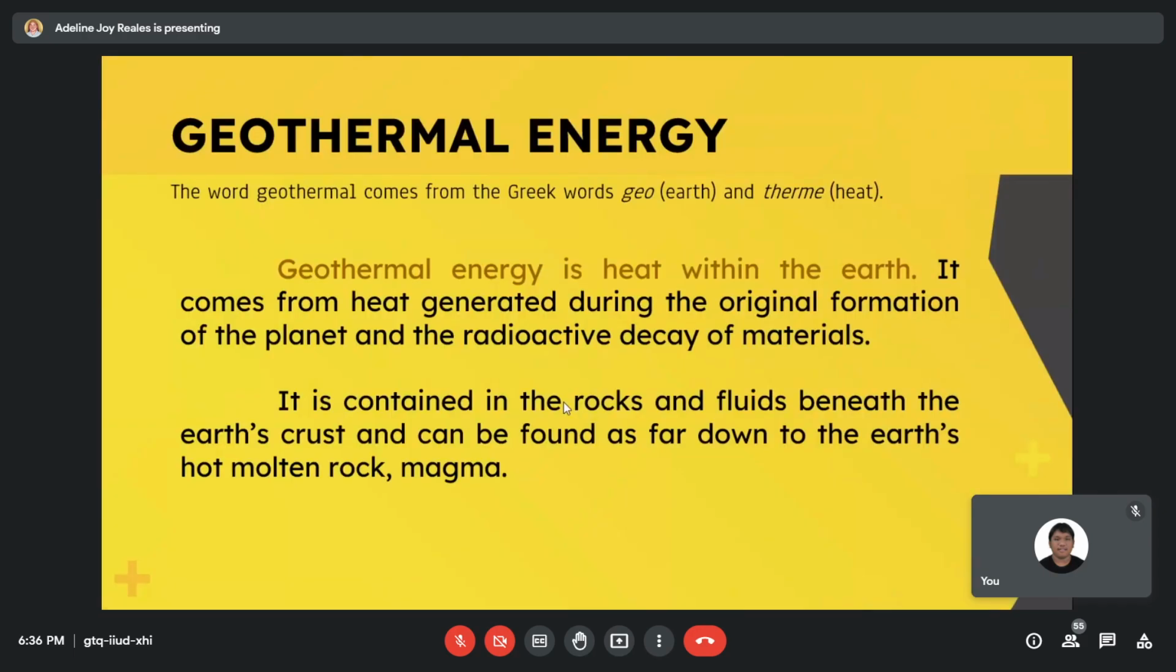The word geothermal comes from the Greek words geo, which means earth, and therm, which means heat. Geothermal energy is heat within the earth. It comes from heat generated during the original formation of the planet and the radioactive decay of materials. It is contained in the rocks and fluids beneath the Earth's crust and can be found as far down as the Earth's molten rock or magma.